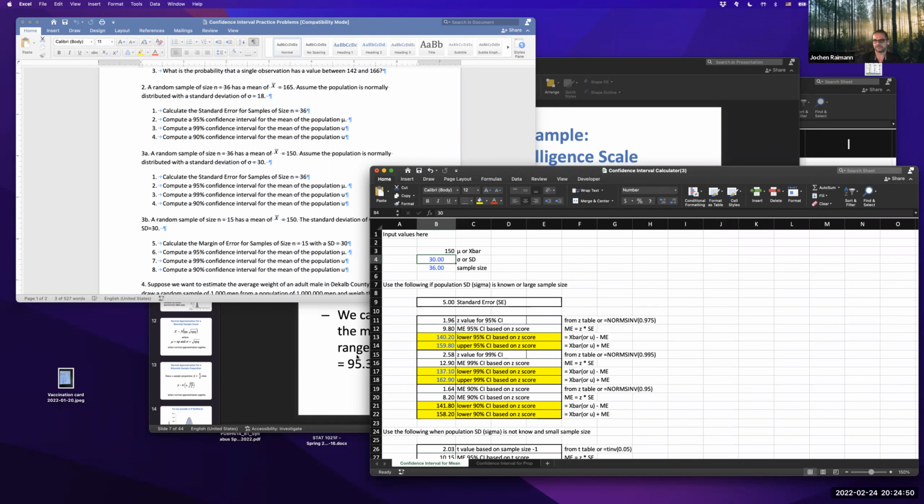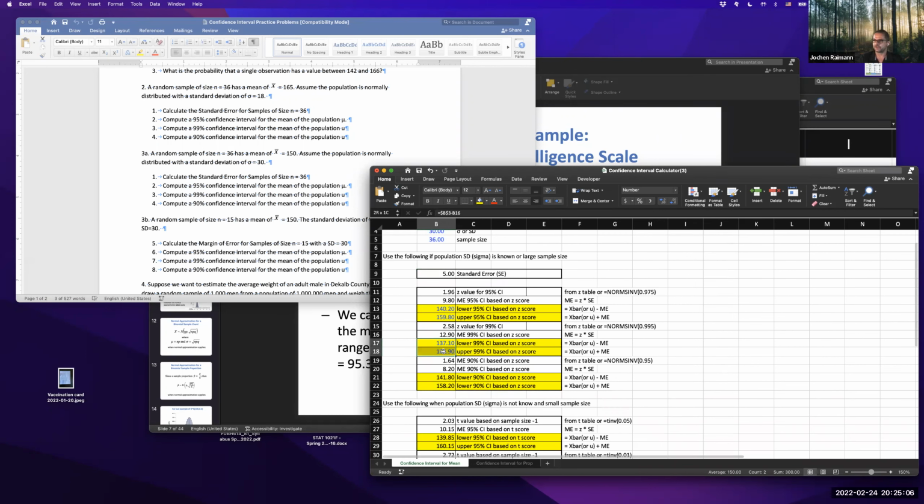So again, we have 140.2 and 159.8 for 95%. So the standard error is given with 5. So this is essentially how you would approach all these questions. You have here a 99% confidence interval where you multiply your standard error of the mean with the 2.58, and for the 90% you multiply with 1.645. So essentially that's how you get larger and smaller estimates.